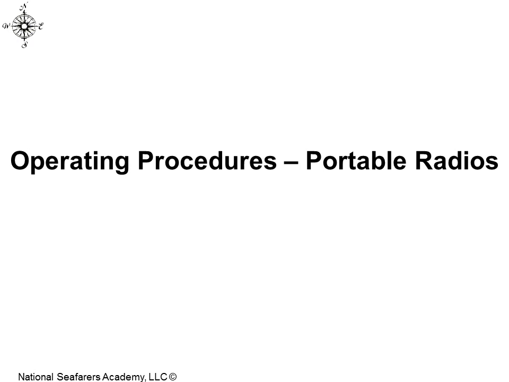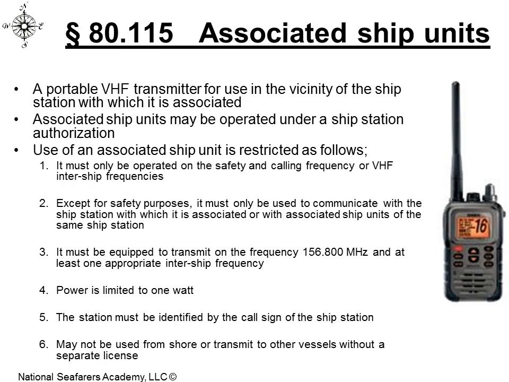First thing we're going to start with is the portable radios, which the FCC is going to call an associated ship unit. Okay, an associated ship unit is the FCC name for what we would call a portable radio, right? These are the portable VHF transmitters that we're going to use in the vicinity of the ship that it's associated with. And when we say associated with, that means the ship station license and the operator of the ship is really the overarching license process for this portable radio.